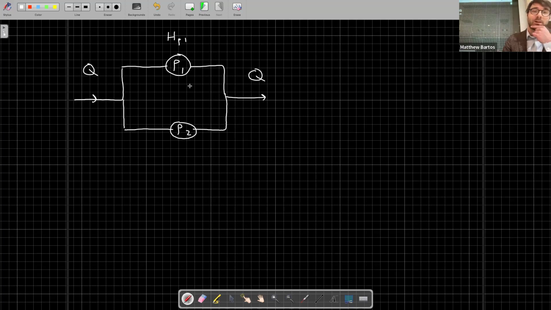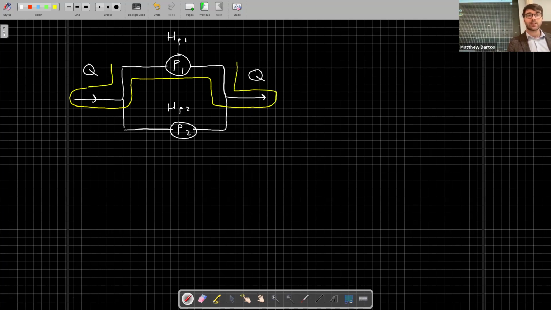Pump 1 is applying some pump head HP1. Pump 2 is applying some pump head HP2. So we can apply an energy balance along any path. First, let's select this upper path here, and we're going to apply an energy balance from point A at the upstream end to point B on the downstream end.